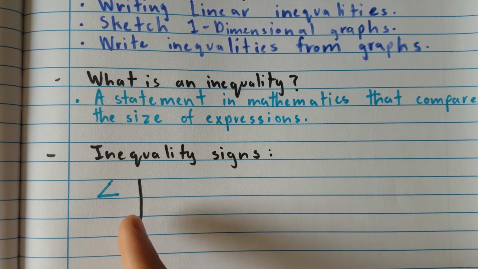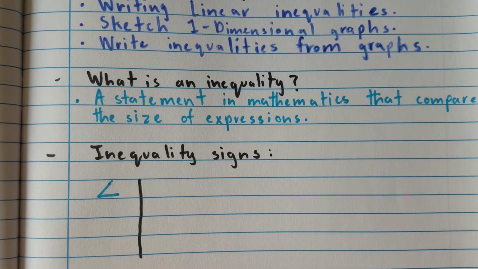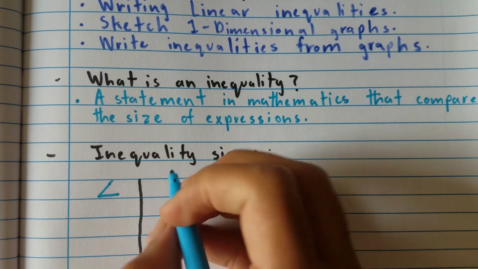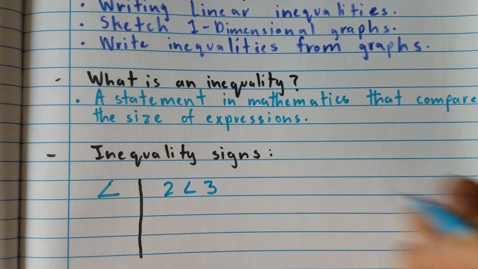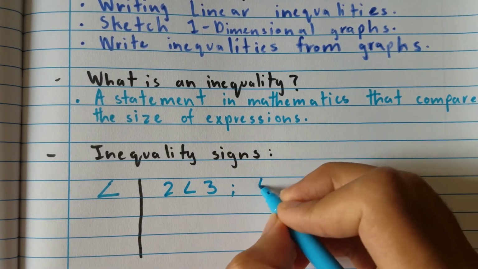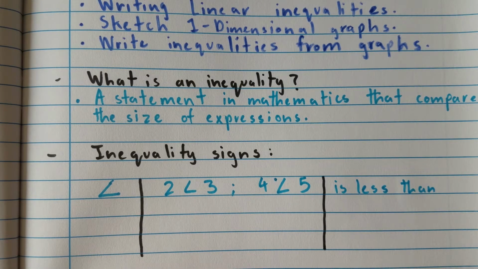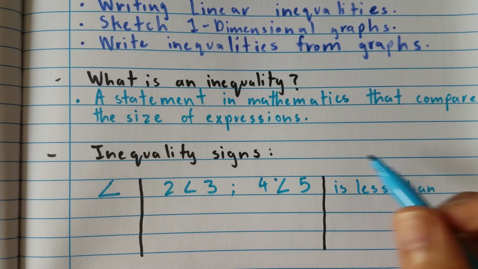This sign compares something that is less than something. So let's say you had two numbers and you compared them using this sign. One of the numbers would be bigger than the other one. So say you could have 2 is less than 3. So you could also have 4 is less than 5. So in phrasing, you could call it something is less than some other number.